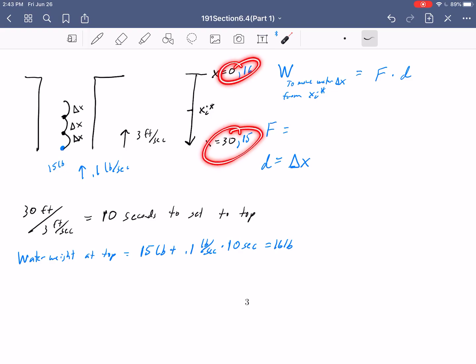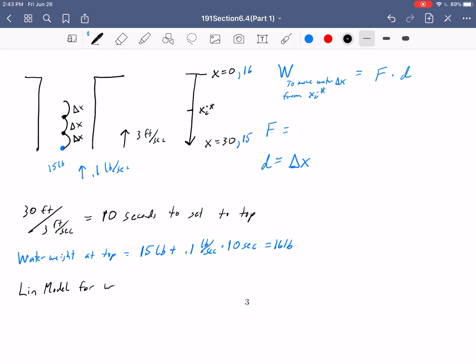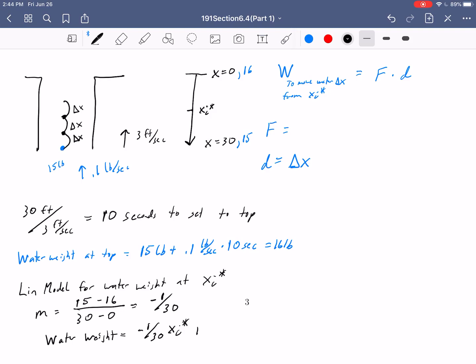But what does this sort of remind us of? Well, we've got 2 points, so we can figure out a linear equation that models between these two. Let's go ahead and do that. Let's give ourselves a linear model for water weight at xi star. We know it goes through these 2 points, so you can figure out the slope. That would be 15 minus 16 over 30 minus 0, which is minus 1 over 30. And notice that this would be your intercept right there. So we can say that the water weight is equal to minus 1/30 xi star plus 16.